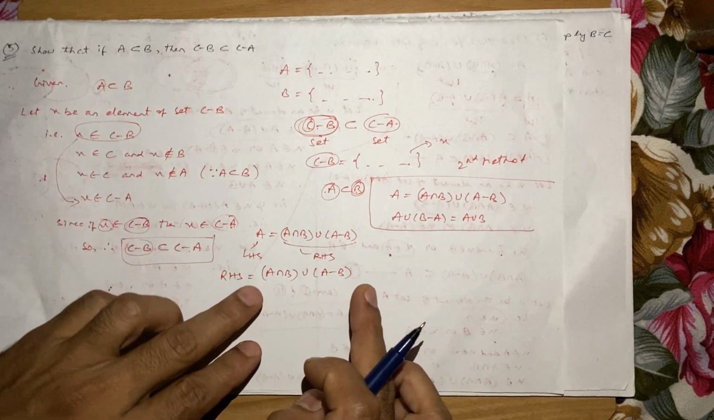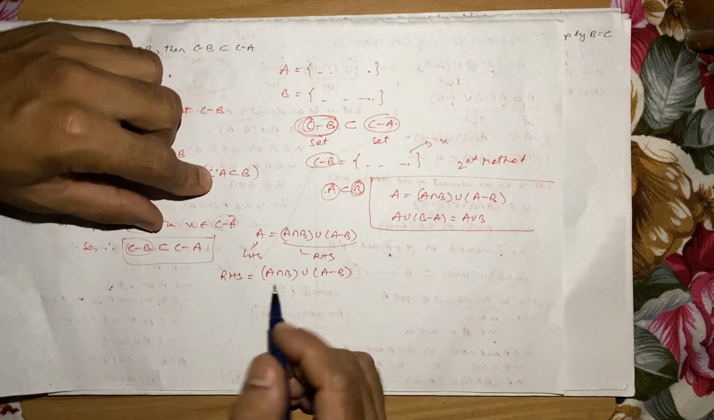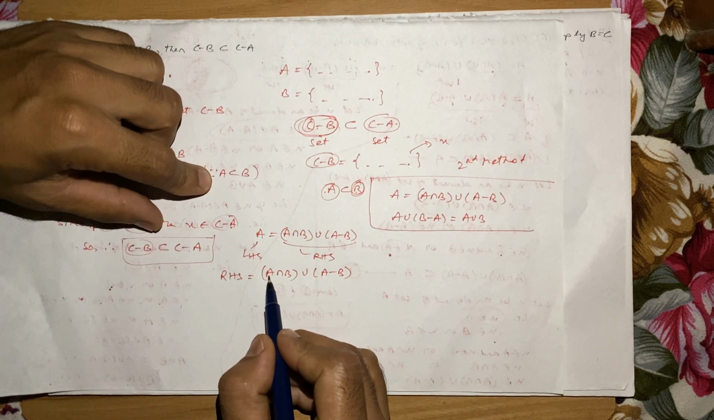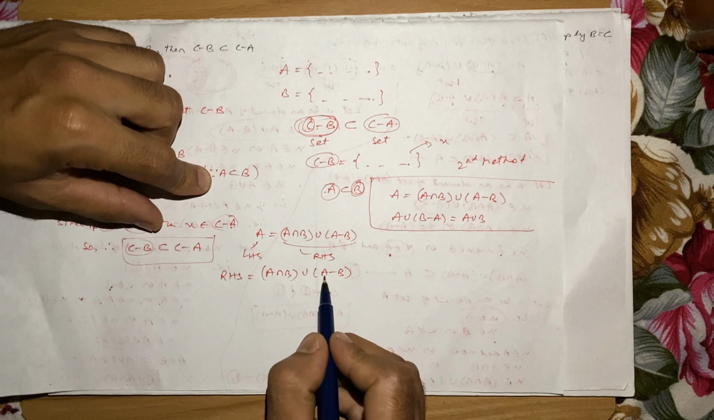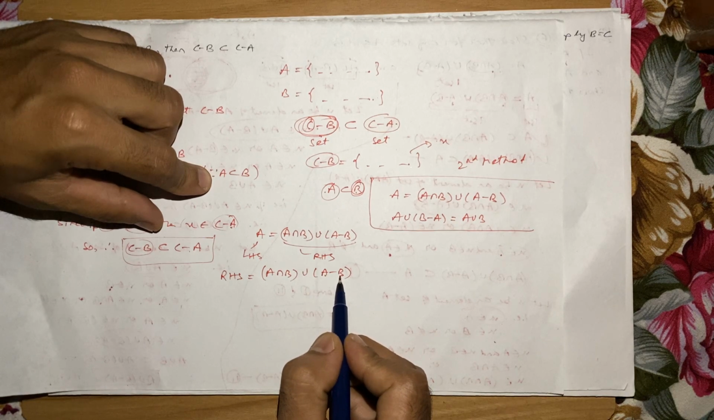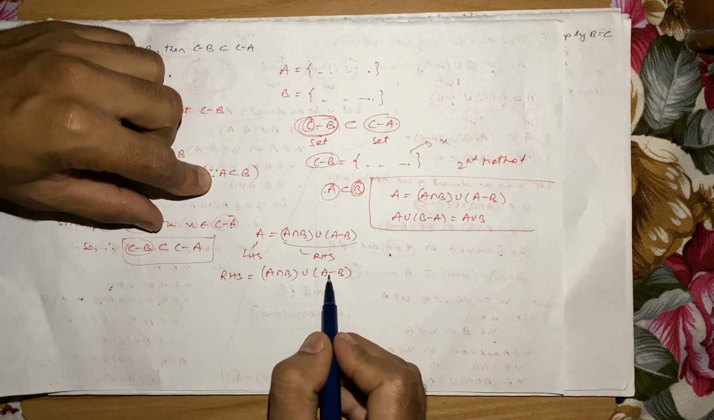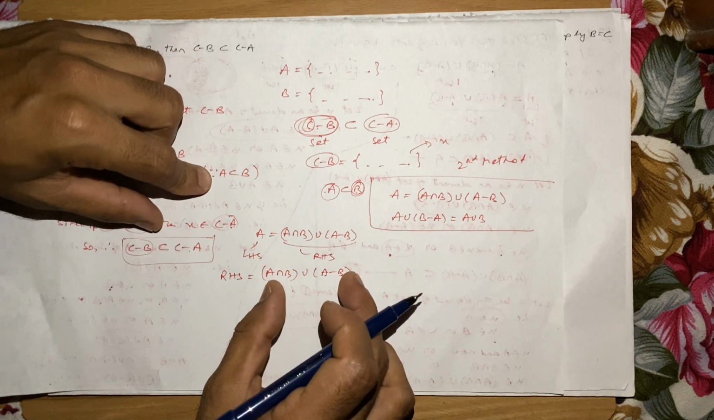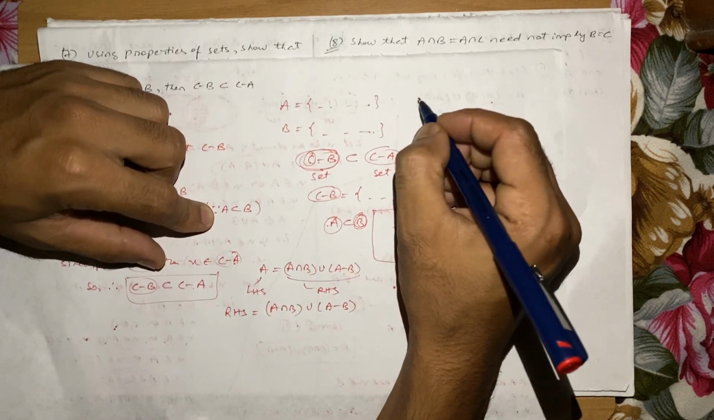Now here, if you want to apply some property, you see that A has been combined with B first, and then A has been combined with B once again, but there is a minus sign here, so I cannot use the distributive law. What is a distributive law?